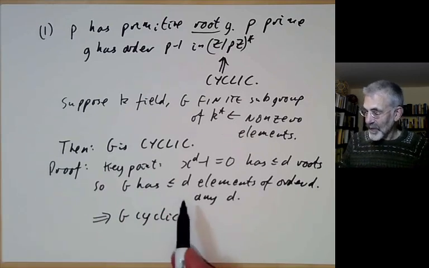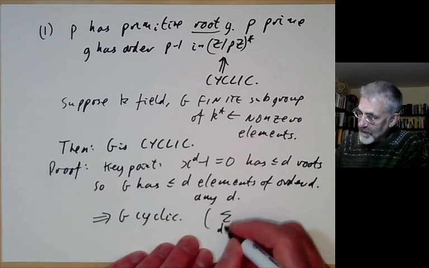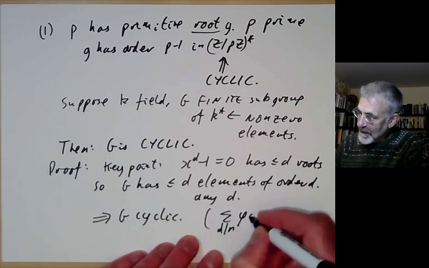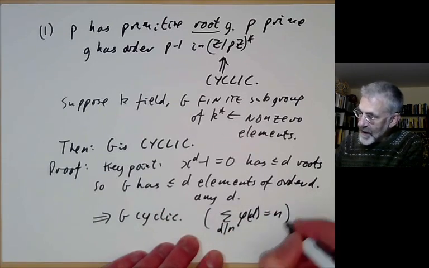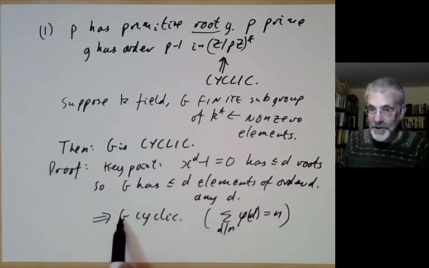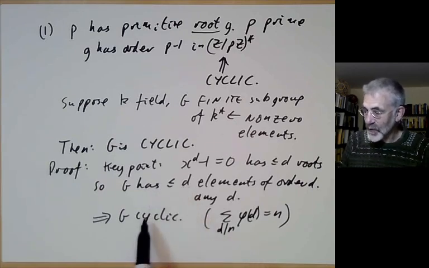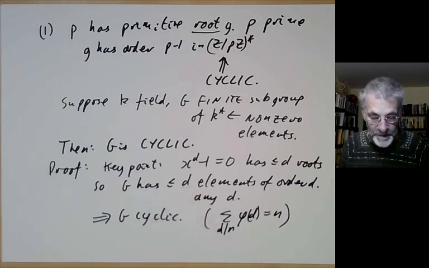You remember the key point is we use the fact that the sum over the divisors d of n of Euler's phi function of d is equal to n, and then did a careful counting argument of the number of elements of each given order in G, and found there must be some elements whose order was equal to the order of G.